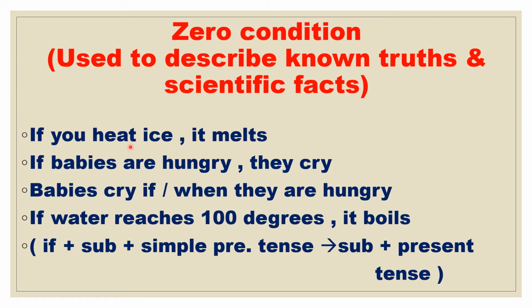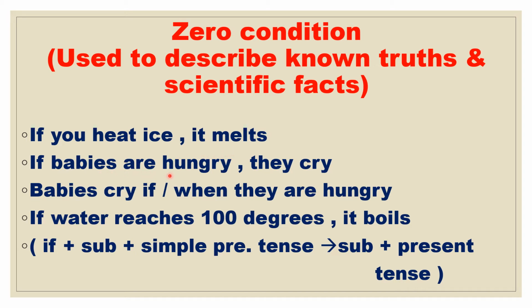If you heat ice is not a complete sentence, so this is called a dependent clause. It melts gives full meaning, so this is the main clause. Here in conditionals we use if clause and main clause. In transformation of sentences, that is simple, compound and complex sentences, we use main clause or independent clause, and subordinate clause or dependent clause.